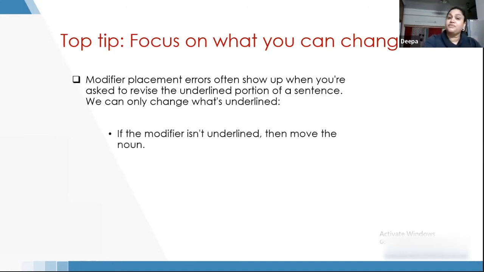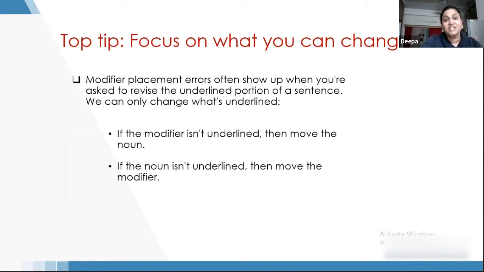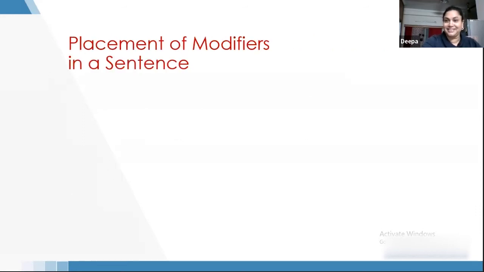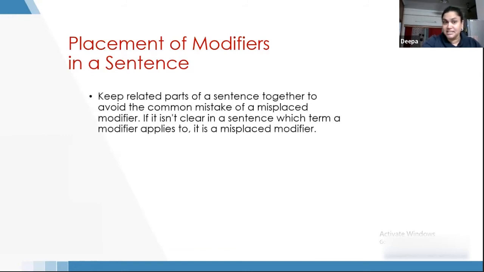Okay, so if the modifier is not underlined, then move the noun. If the modifier is not underlined, then move the modifier. Clear? Placement of modifiers in a sentence. Keep related parts of a sentence together to avoid the common mistakes of a misplaced modifier. If it's not clear in a sentence which term a modifier applies to, it is a misplaced modifier.